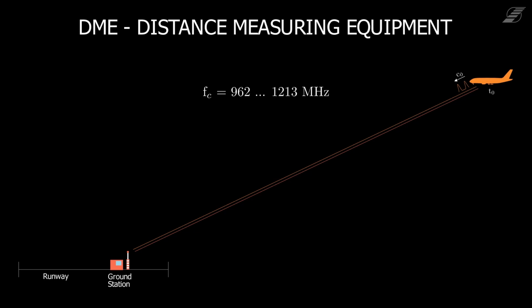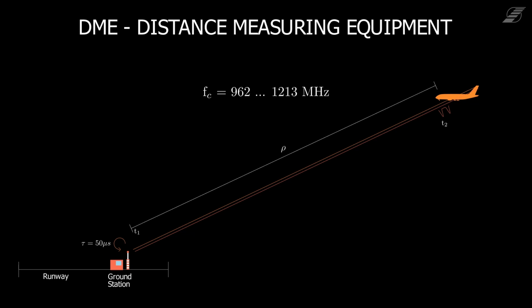To determine the slant distance between DME and aircraft, the aircraft is sending a specified double pulse at time T0, which is received by the ground station at the time T1. The time between receiving and sending back the double pulse is exactly 50 microseconds. The time the aircraft receives the pulse is called T2 in this context. The aircraft is moving as well, but in contrast to the double pulse, which is moving with speed of light, it can be neglected. Using the time difference, the slant distance ρ between DME and aircraft can be calculated with the shown formula.